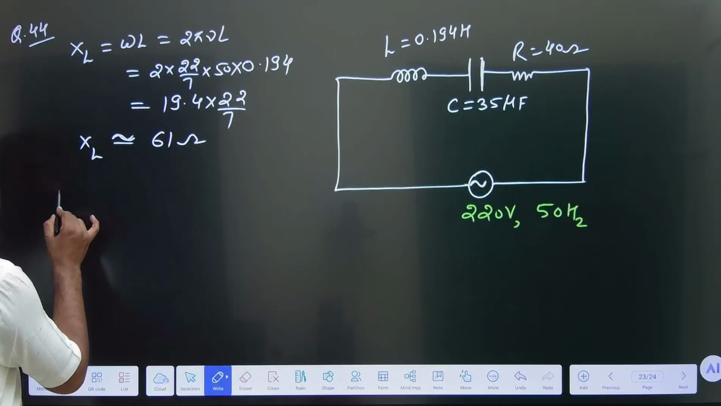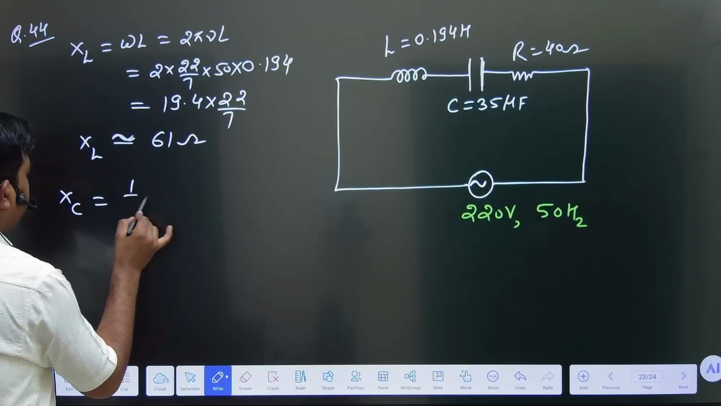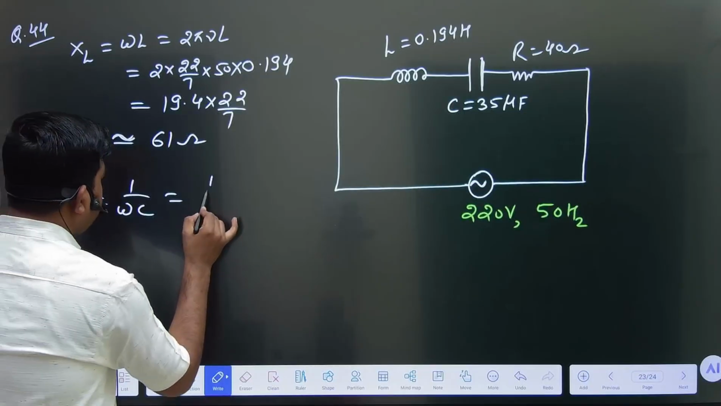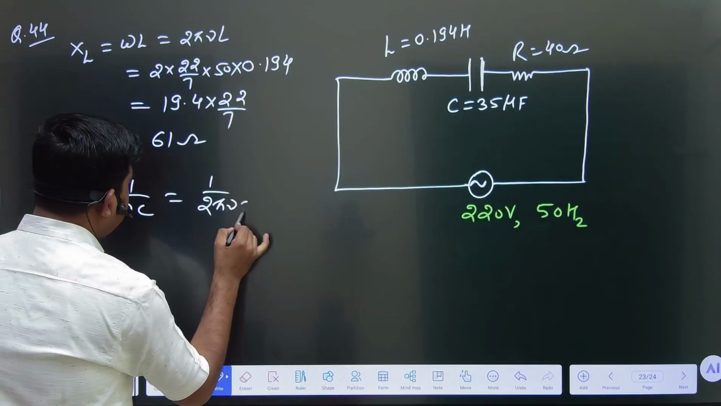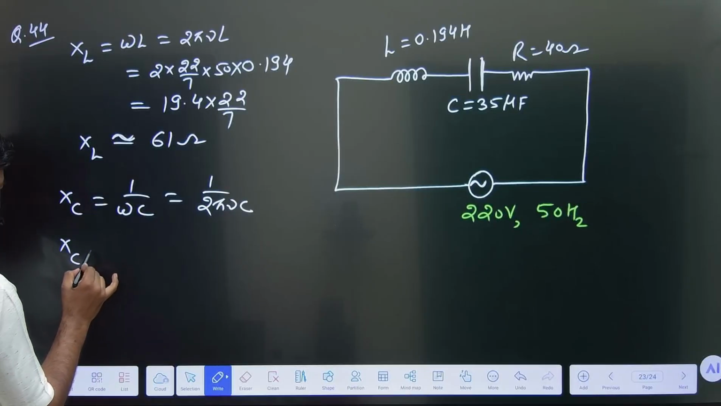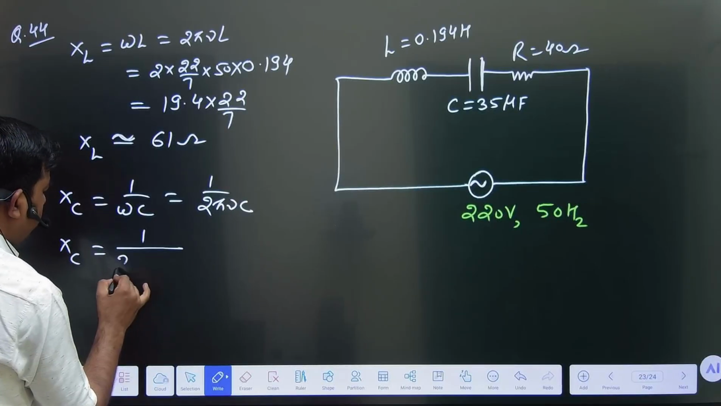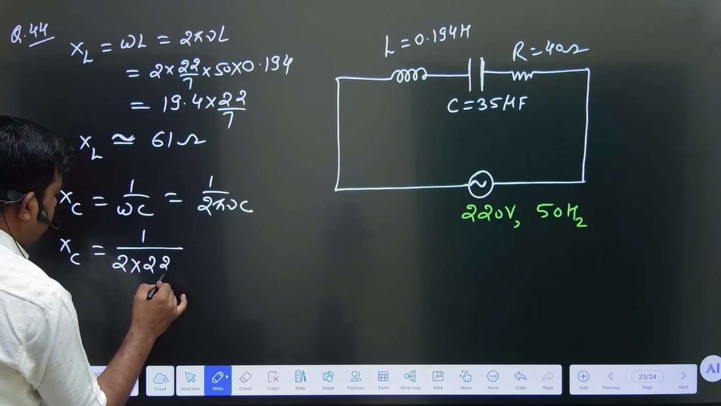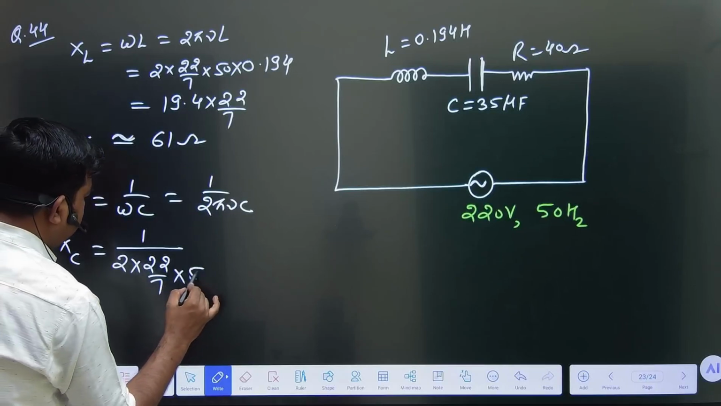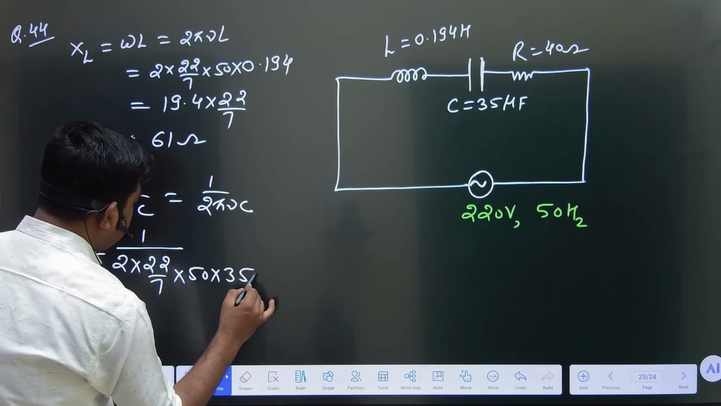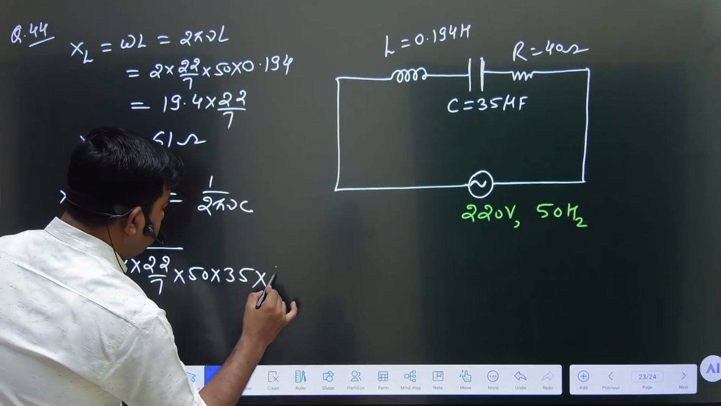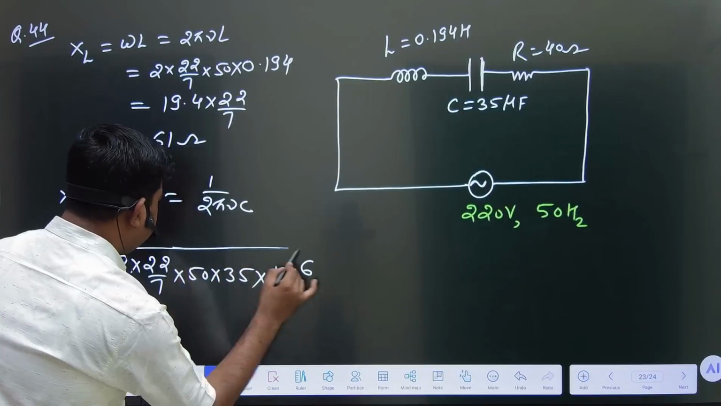Now we have to calculate XC, and what is XC? 1 upon omega C, and omega is 2 pi nu, so 1 upon 2 pi nu C. Now we have to put the value. So XC equal to 1 upon 2 into pi, pi is 22 by 7, and what is frequency? 50. And C is 35 into 10 to the power minus 6.